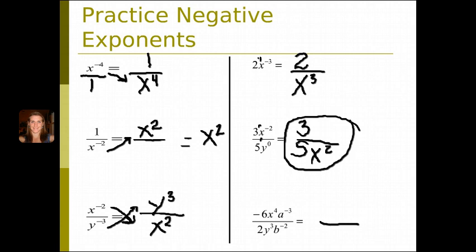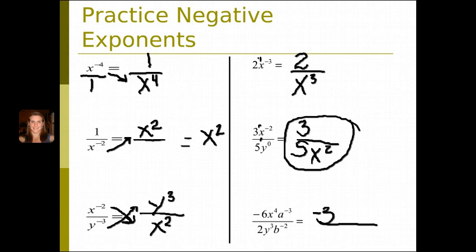Because I see negative exponents in this last problem, I drew my fraction bar. We have negative 6x to the 4th, a to the negative 3rd, over 2y to the 3rd, b to the negative 2 power. We can simplify negative 6 over 2 because remember, anything that's a fraction is a division problem. So negative 6 divided by 2 is going to give us our negative 3.